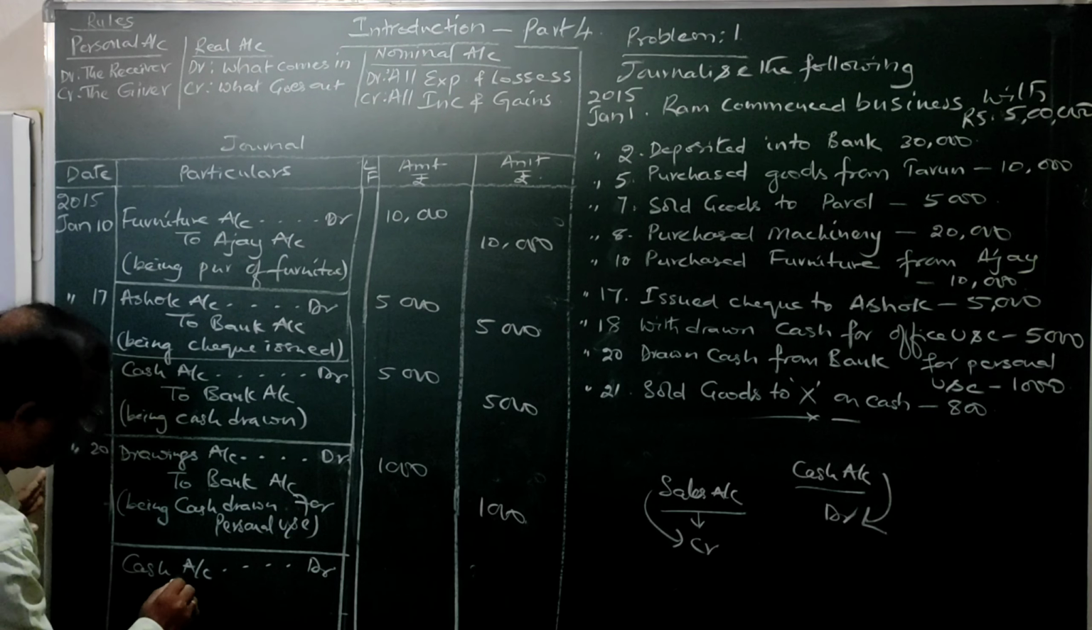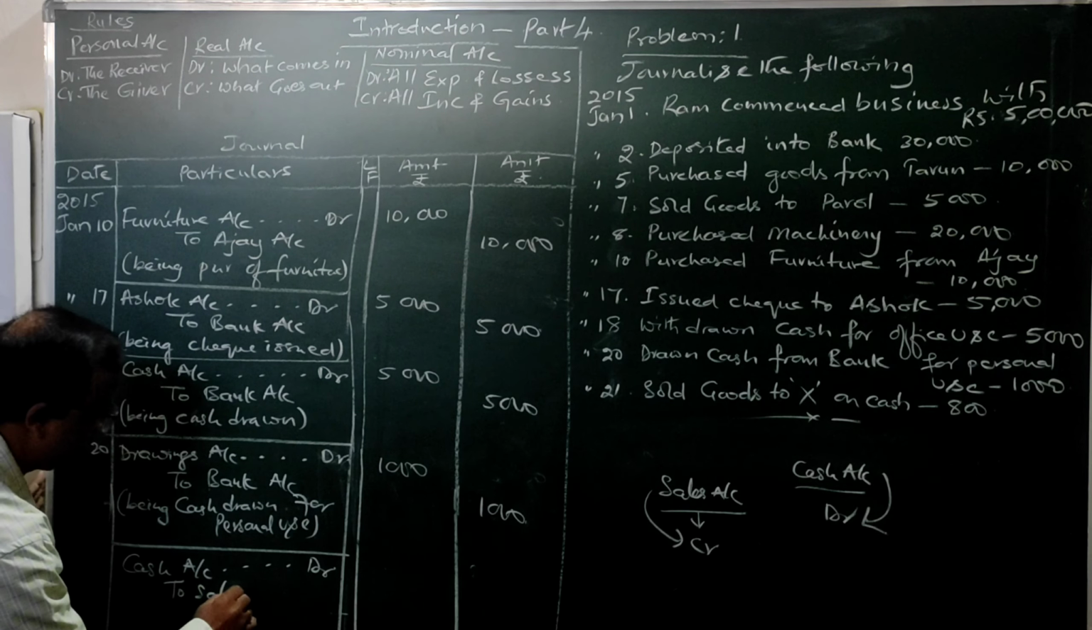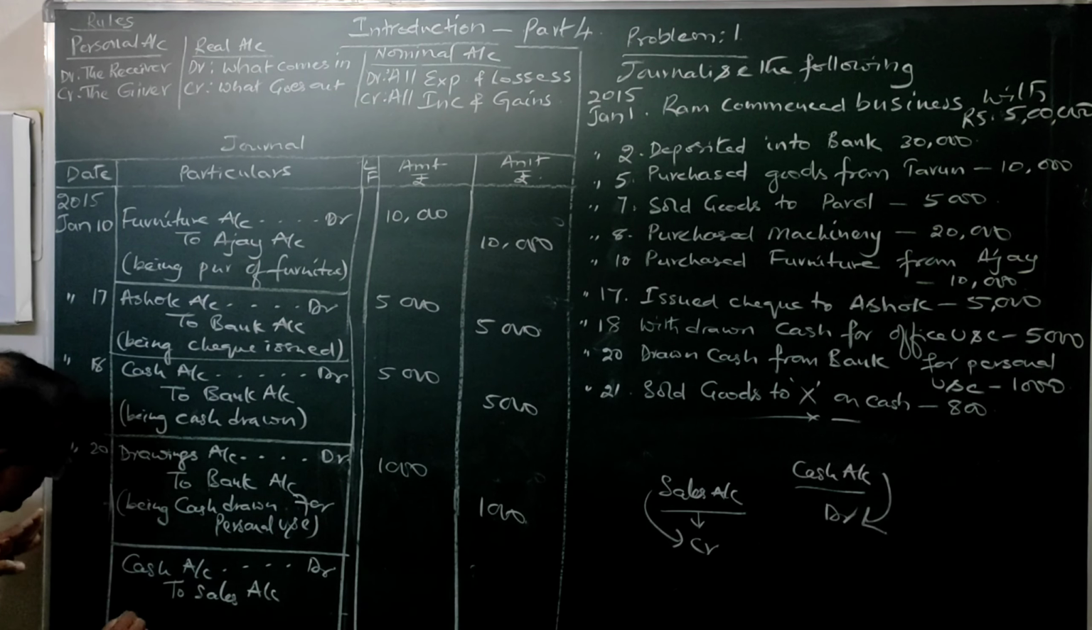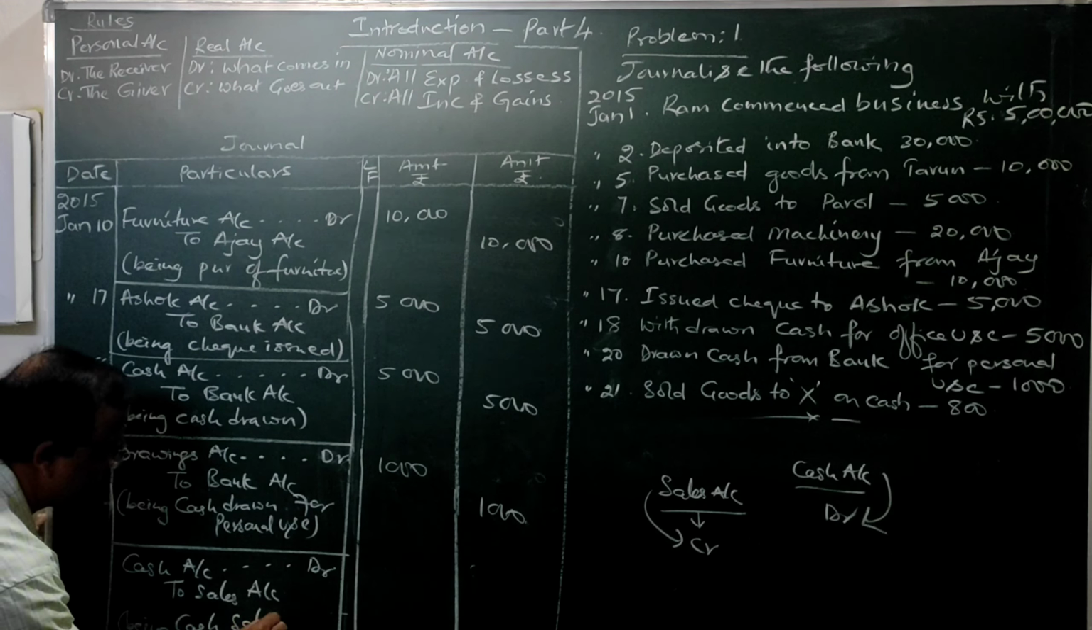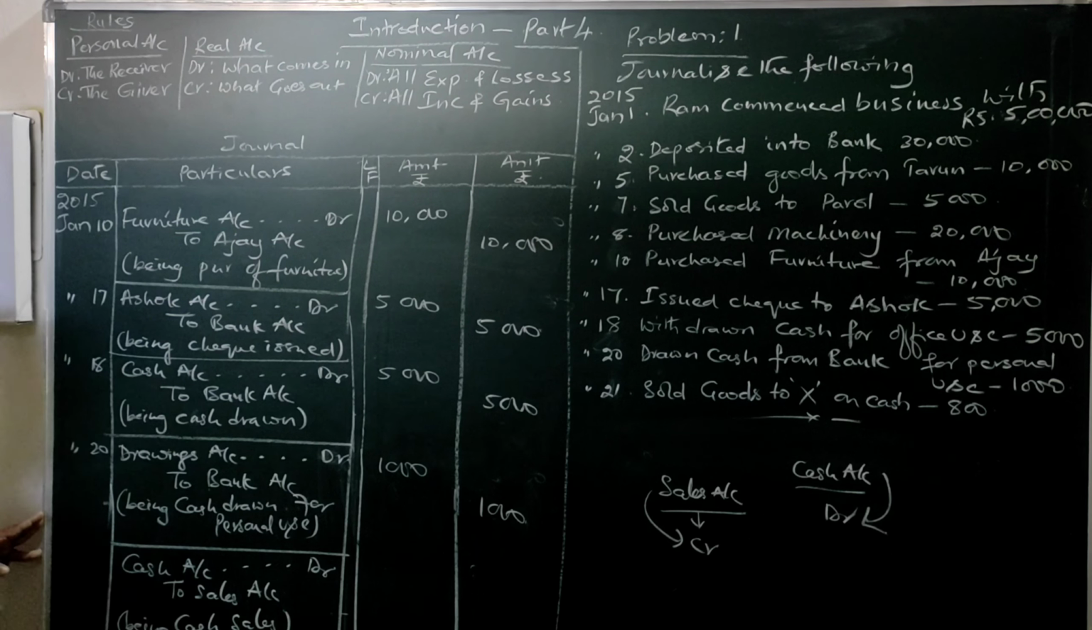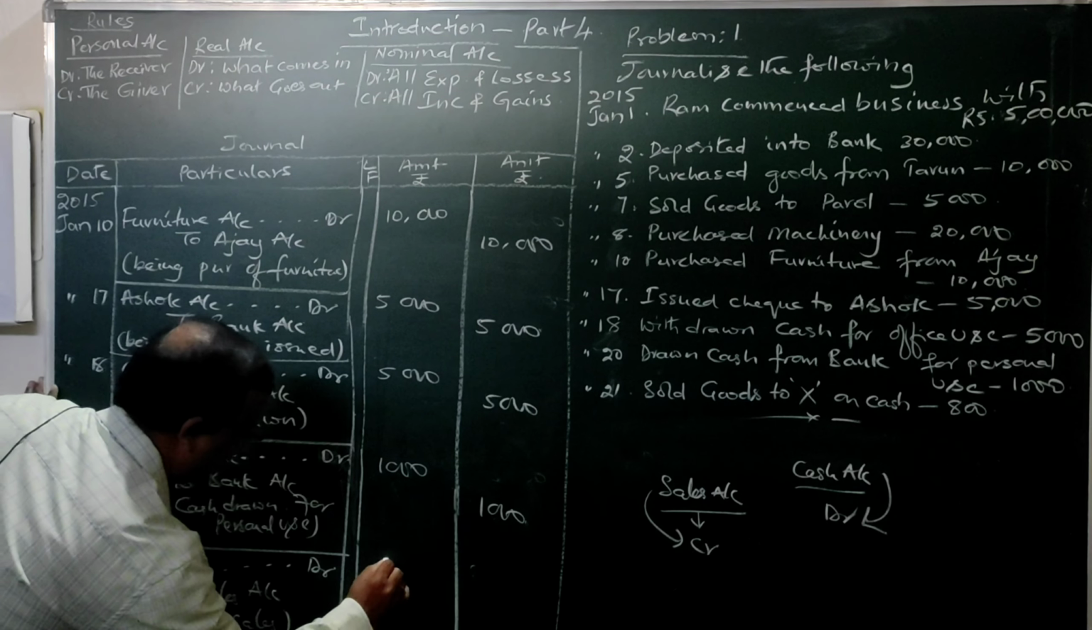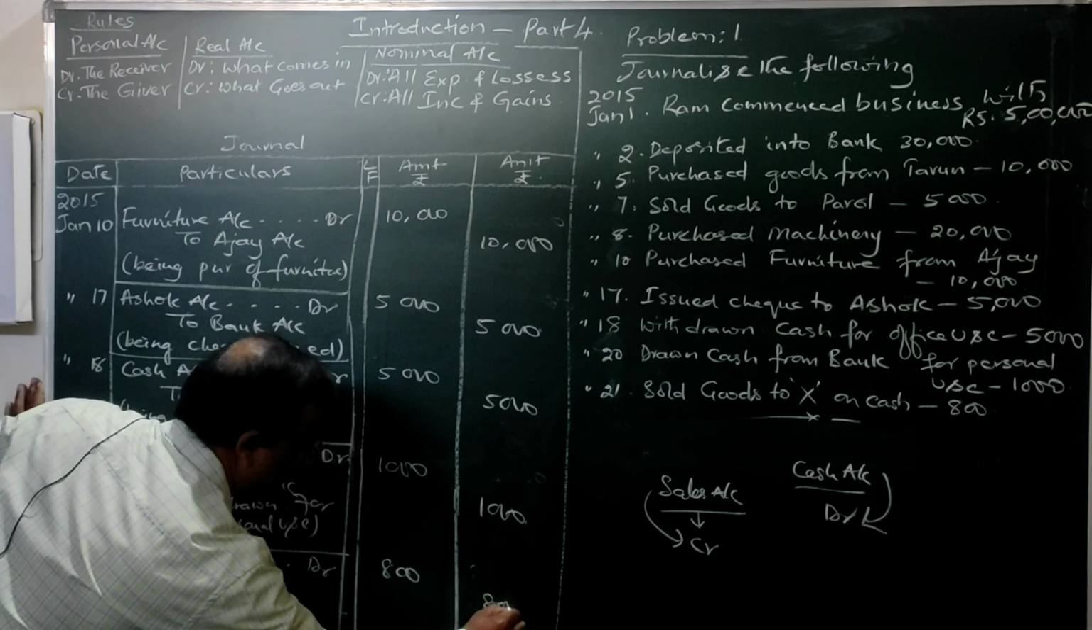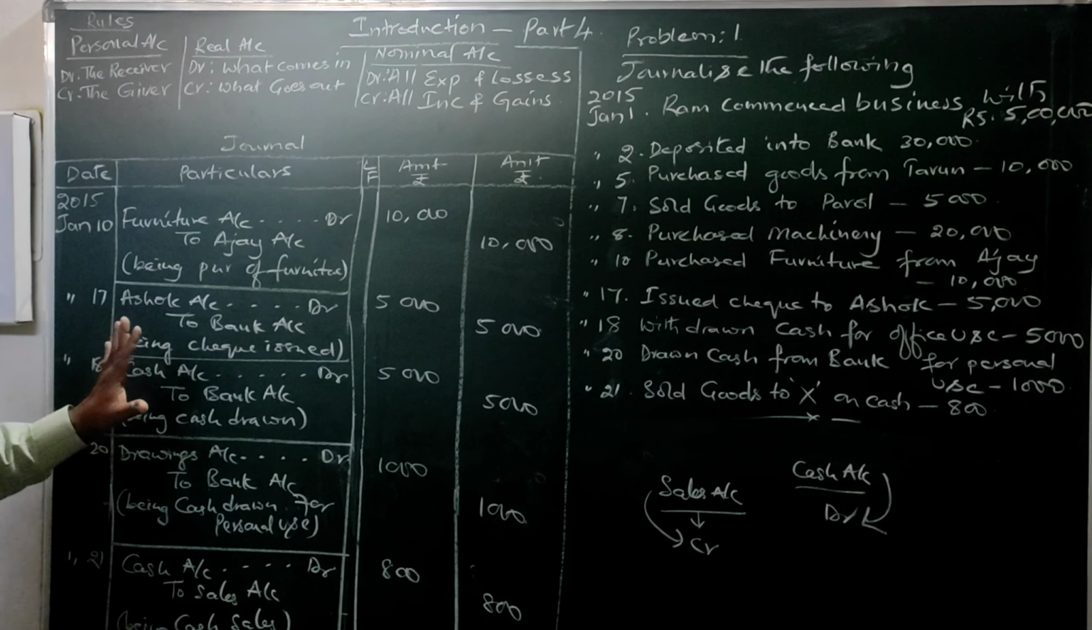Cash account debtor to sales account, being cash sales. Okay, so this is on 21st date. The amount will be 800. So this is the one problem I have told you.